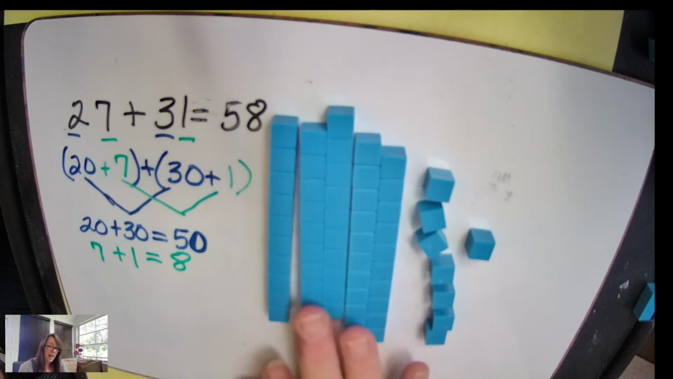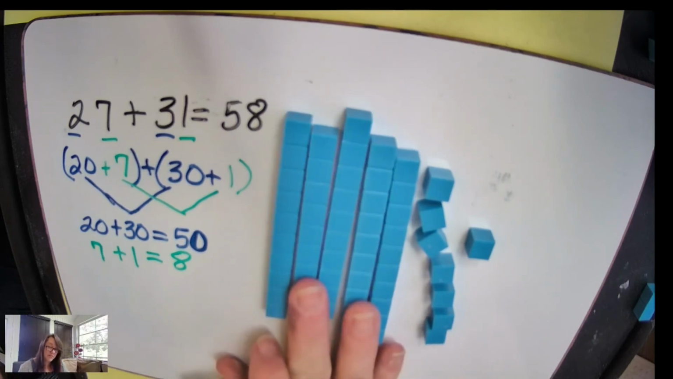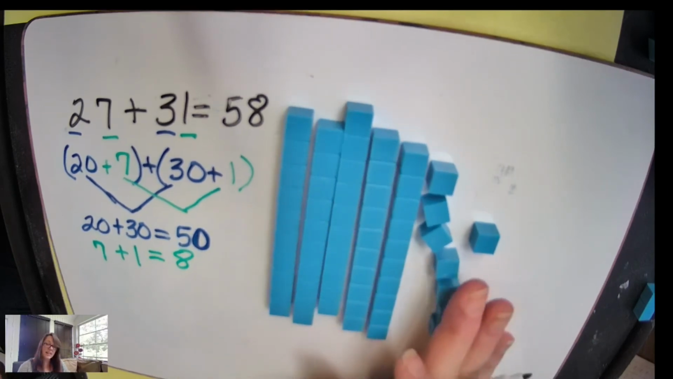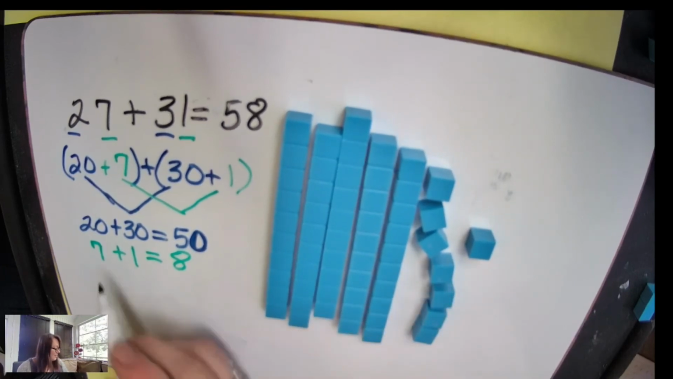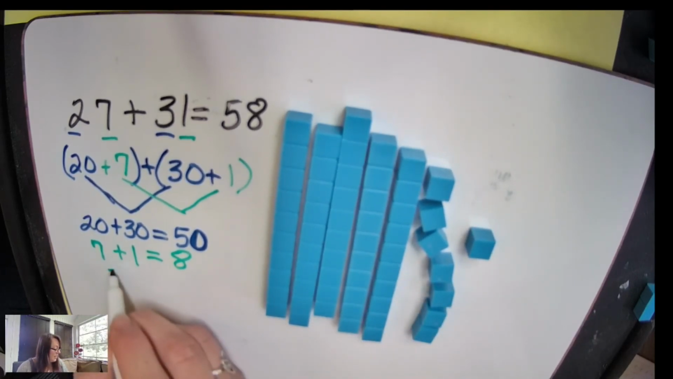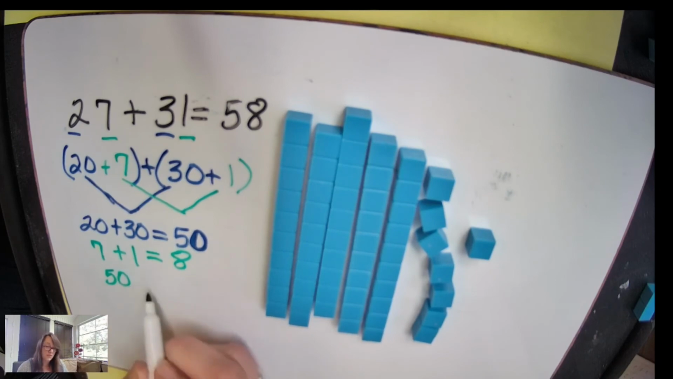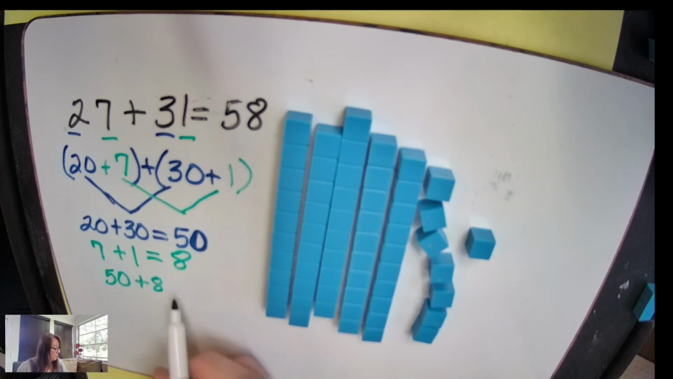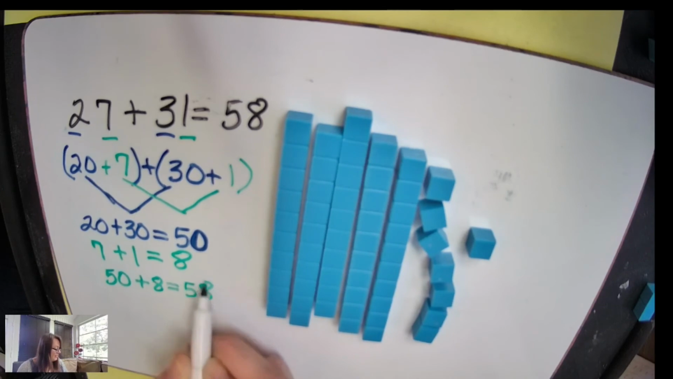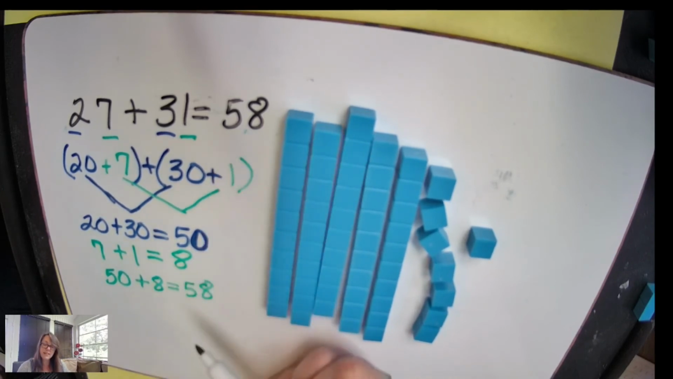So now we have 5 tens and 8 ones. 5 tens is 50, and 8 ones is 8. 50 plus 8 is 58. You guys were correct. That was some great thinking.